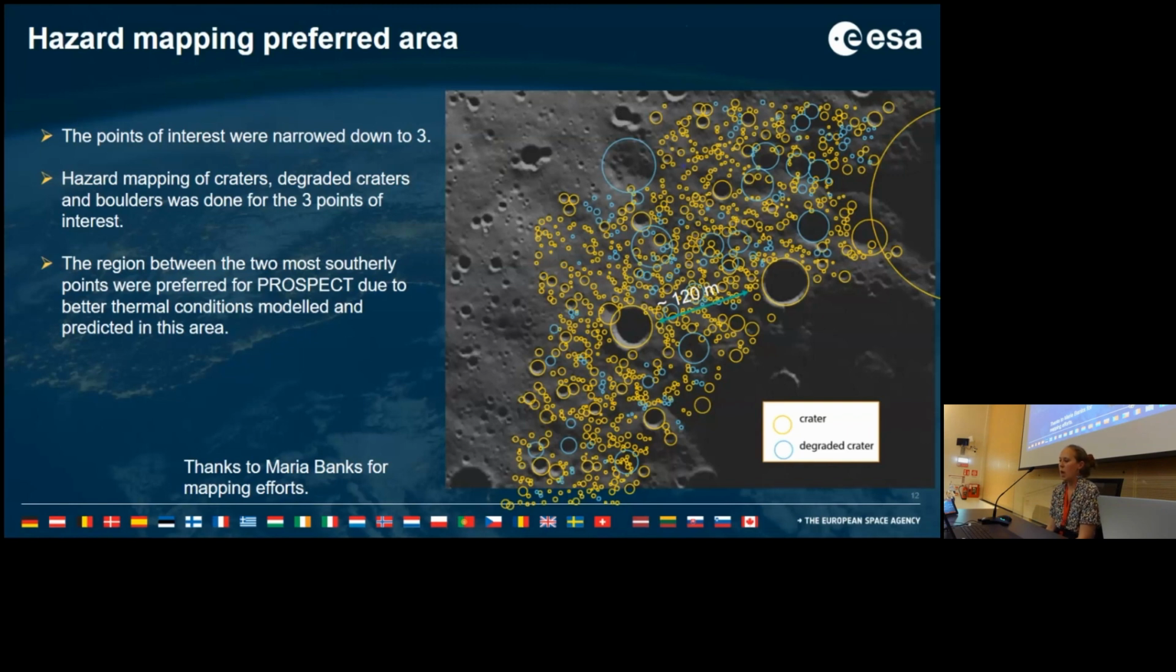And therefore, although it appears quite cratered terrain, there are not too many of the bigger craters that would cause an obstacle. And we just want to say thank you to Maria Banks and the LROC team for their efforts with the mapping and also their help with other dataset production.